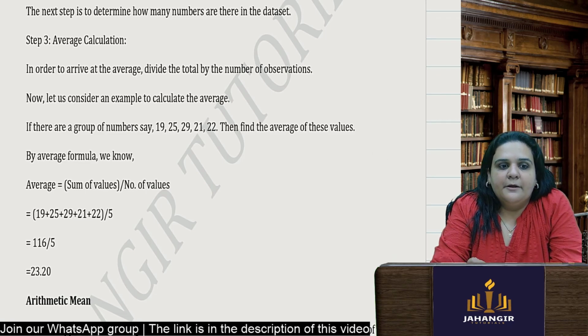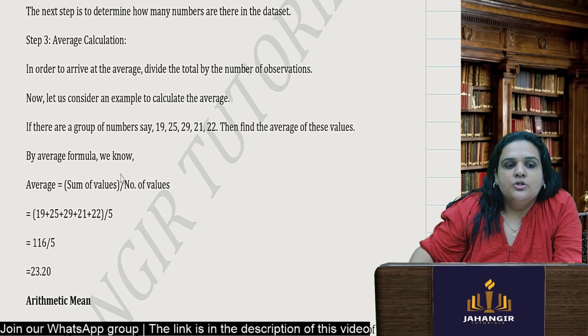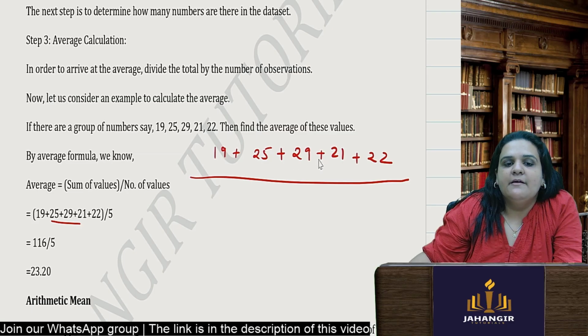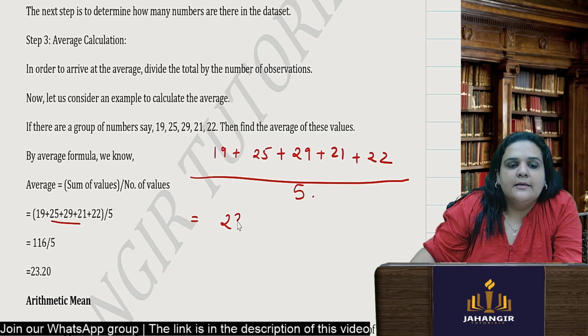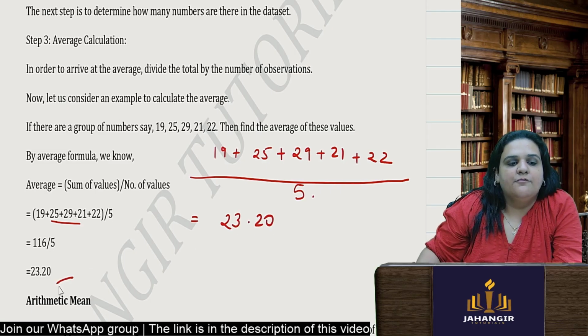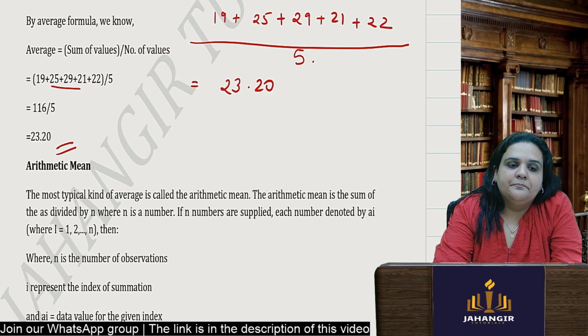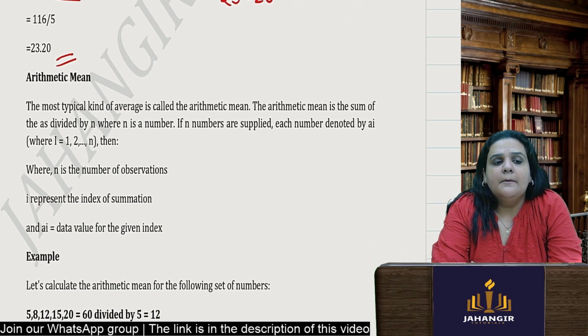There is a group of numbers 19, 25, 29, 21, 22. You will add all the values first: 19 plus 25 plus 29 plus 21 plus 22. Divide this all by the number of values. How many values are there? 5. You will get an answer of 23.20. See here, it is solved for you: 116 divided by 5. So this is known as average, the arithmetic mean.